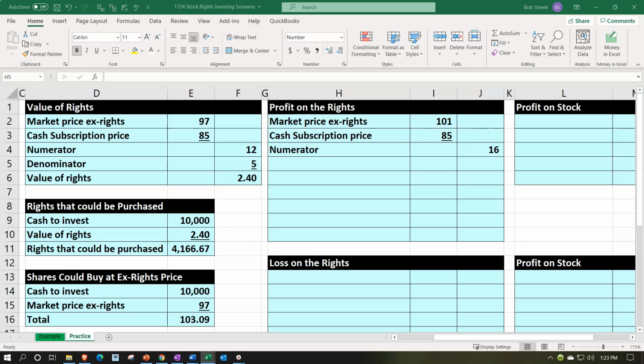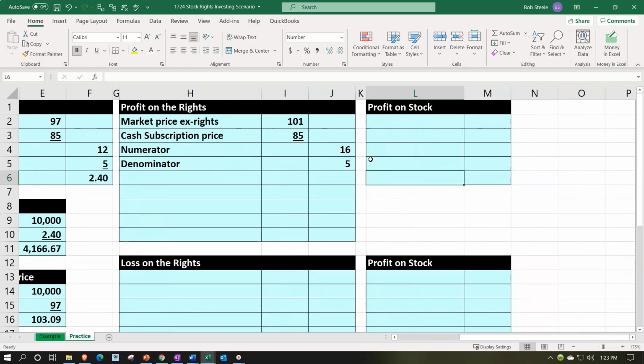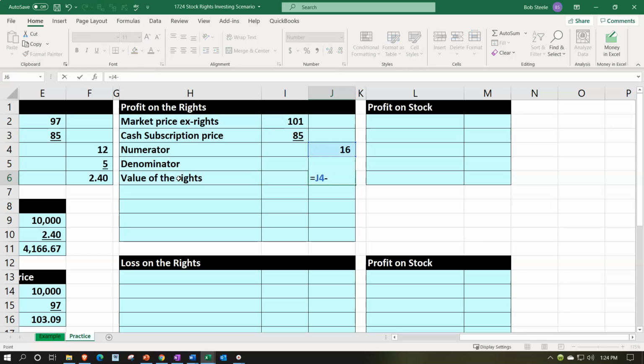And then the denominator is going to be the number of rights that are needed, which we're saying are still 5. Five rights needed to take advantage of the discounted price. Let's underline that, font group and underline. That'll then give us the value of the rights, which is going to be equal to 16 divided by 5. Adding a couple of decimals in the number group, the value is $3.20. That's the value of the right.